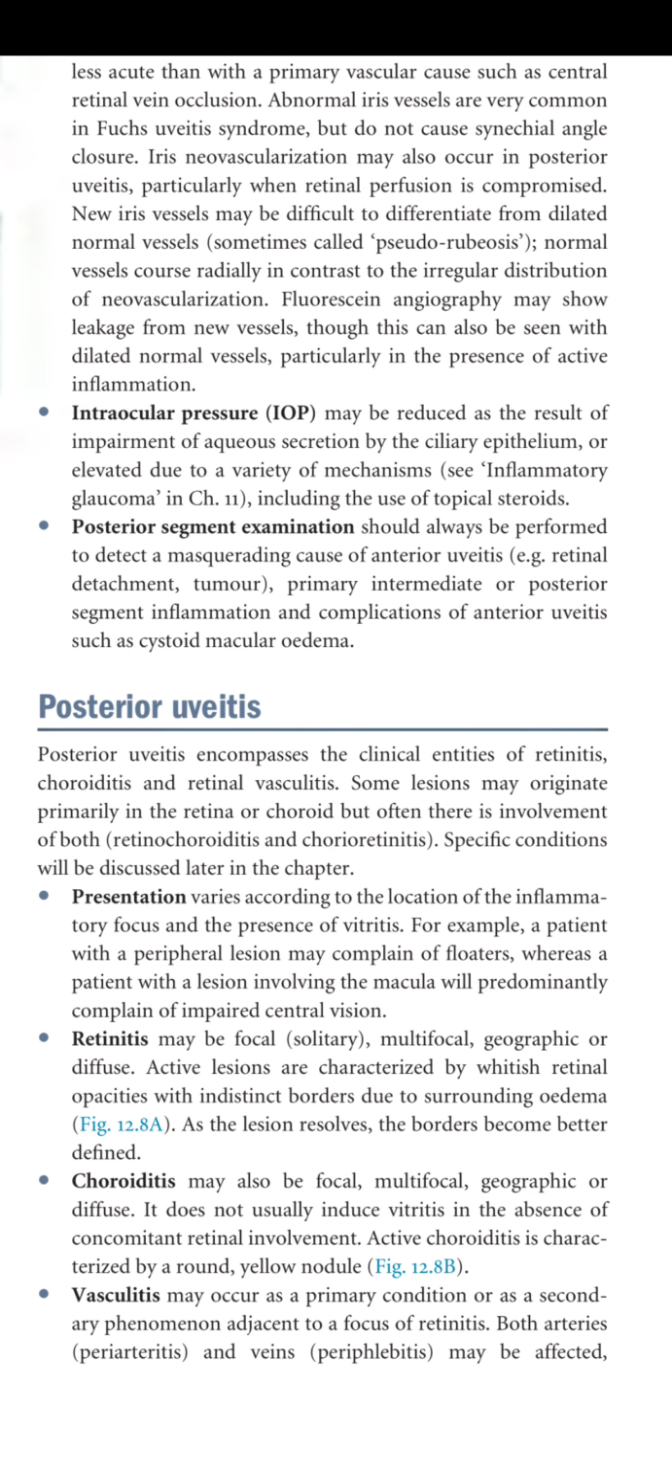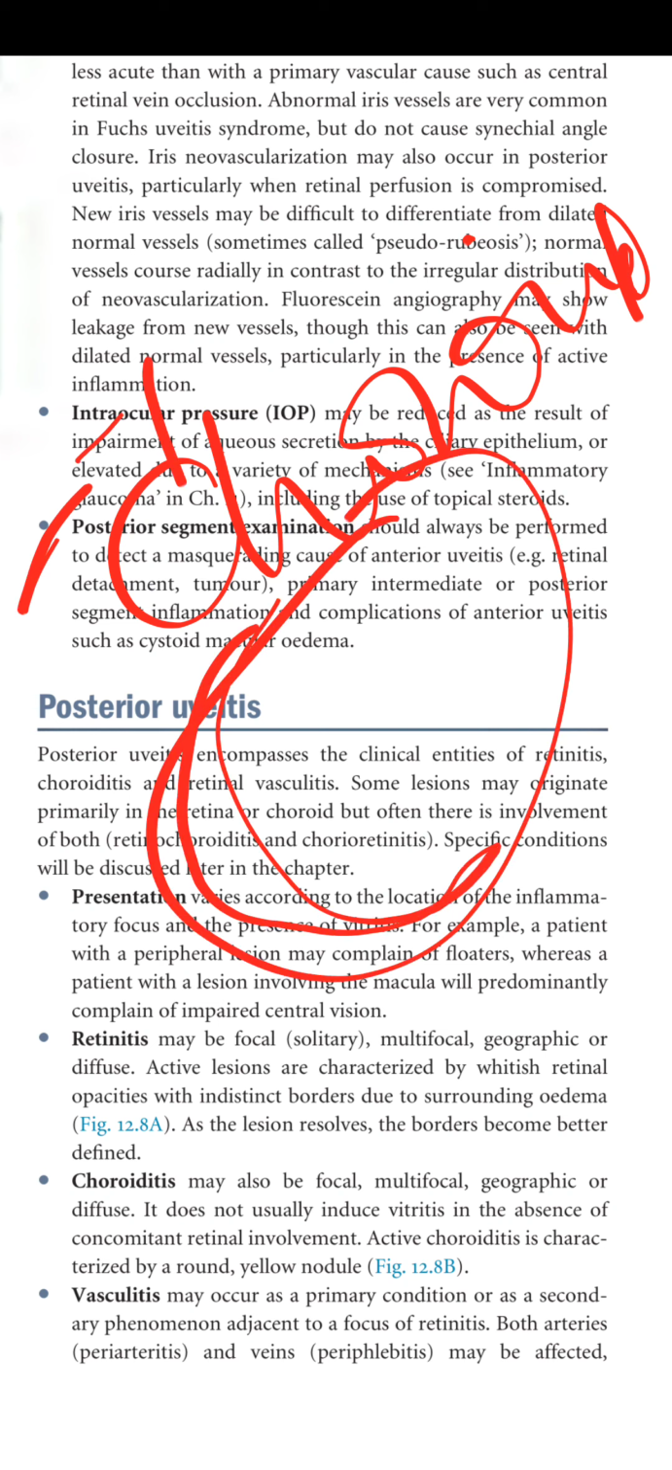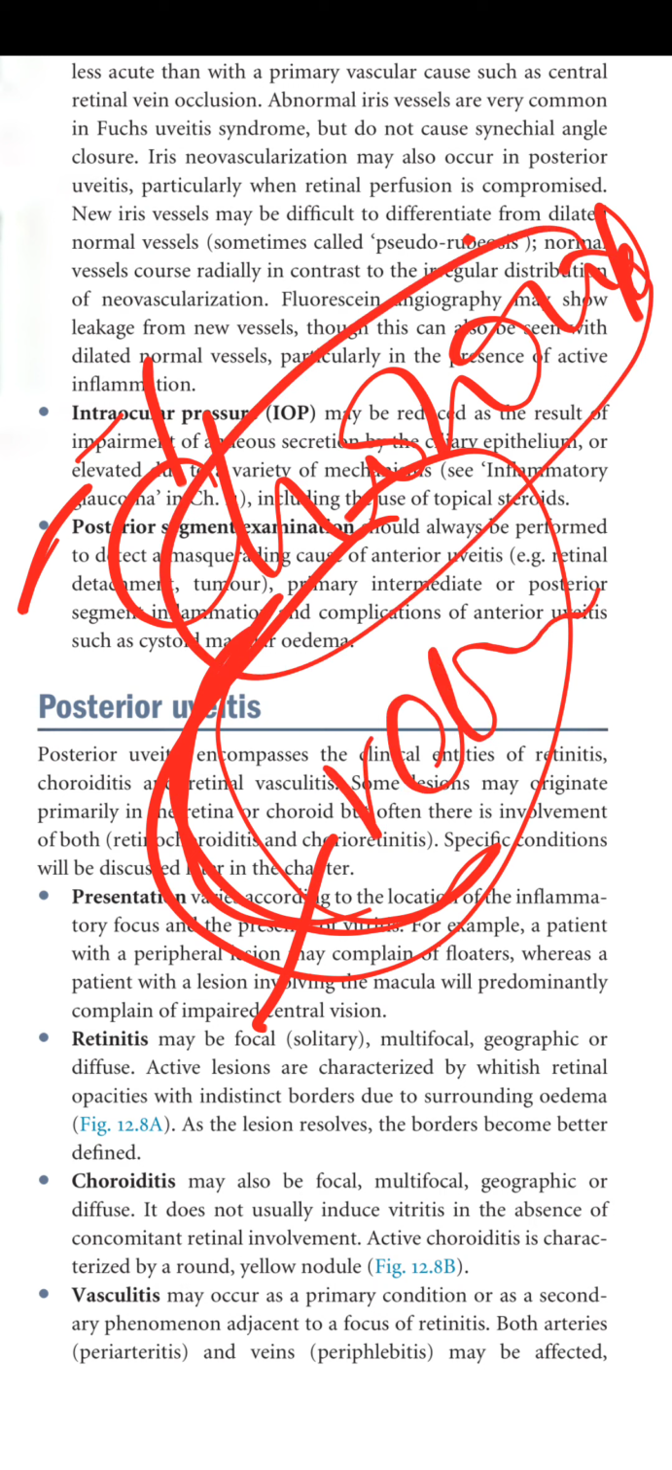Posterior uveitis. So basically, posterior uveitis is the inflammation of the choroid. The structure most commonly linked with the choroid is the retina. So most commonly, if the inflammation is in the choroid, then the retina is going to be affected.